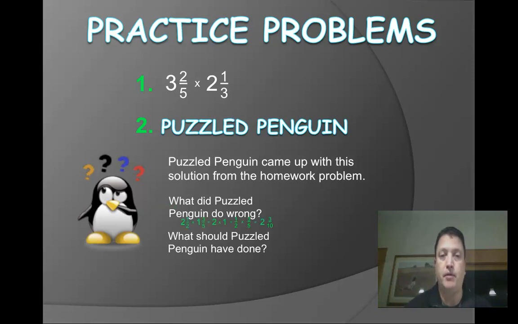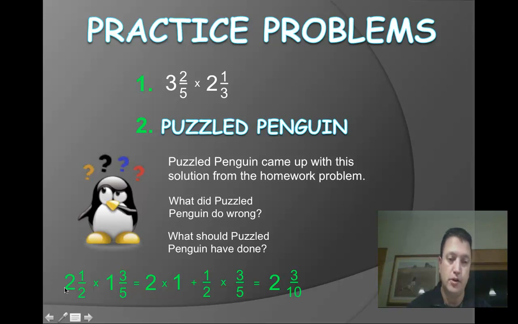So this puzzle penguin came home with this solution from the homework problem. Okay, so you can see it right down here. I've got 2 1/2 times 1 3/5 equals 2 times 1 plus 1/2 times 3/5, which equals 2 3/10. I need you to tell me, what did puzzle penguin do wrong here, and what should puzzle penguin have done to solve this problem correctly? I would also like you to come up with the correct solution when you do that, and we'll see you in class.